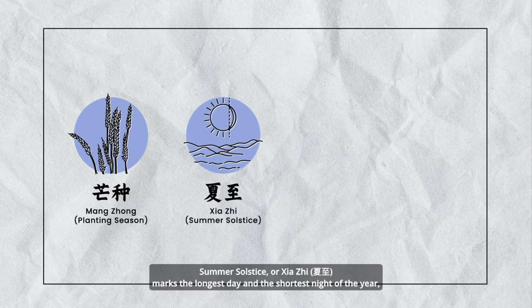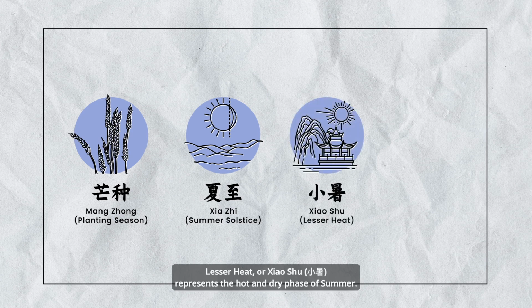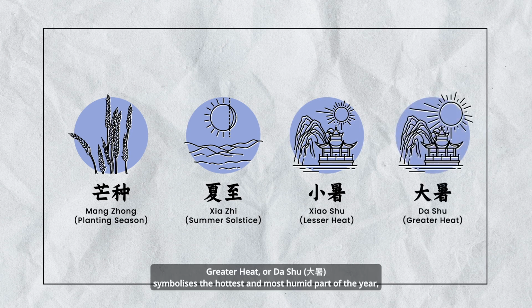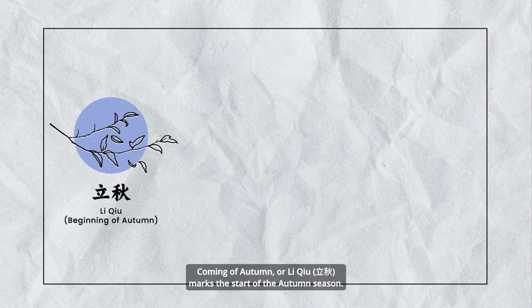Summer solstice, or Xiazhi, marks the longest day and the shortest night of the year, also signifying the peak of the summer season. Lesser heat, or Xiaoshu, represents the hot and dry phase of summer. Greater heat, or Dashu, symbolizes the hottest and most humid part of the year, also marking the end of the summer season. Coming of autumn, or Li Qiu, marks the start of autumn season.